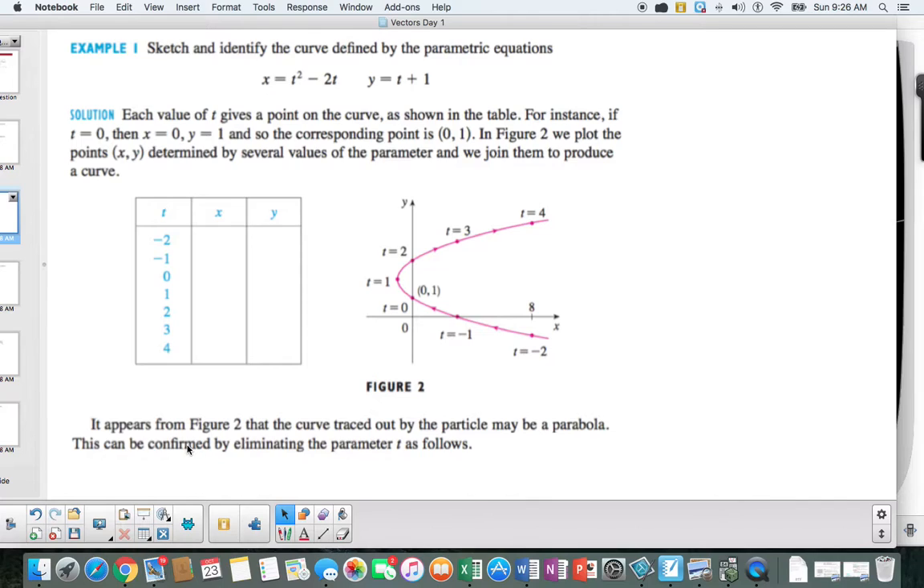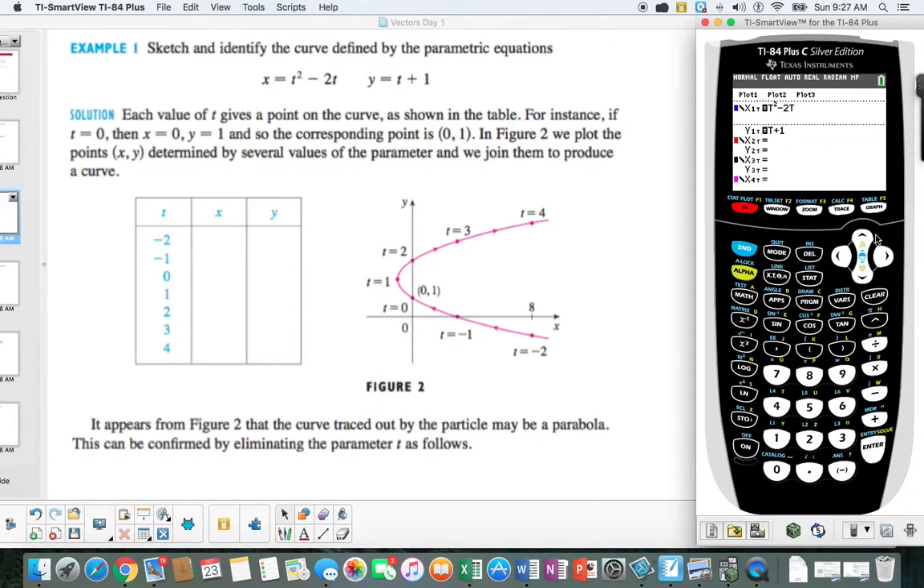Okay, let's go ahead and identify the curve that's being described here. We do that by actually graphing it, by finding the points. So x is equal to t squared minus 2t, y is equal to t plus 1. Let's go ahead and put that in the calculator. To get into parametric mode, you have to go into mode and make sure you're in parametric form. You then go ahead and put it in y equals, which I have done.